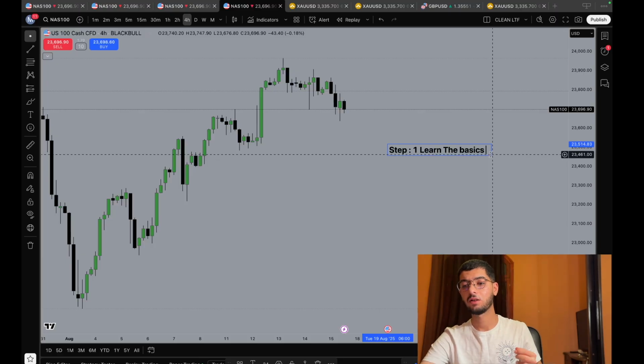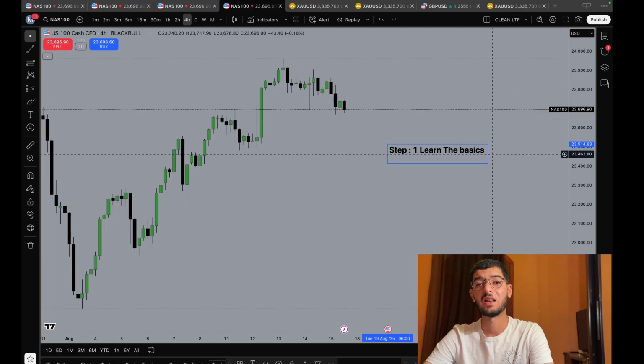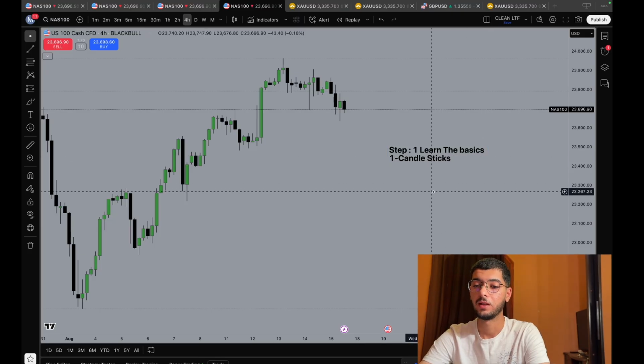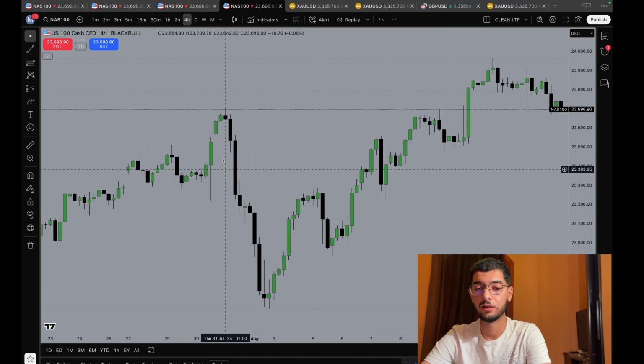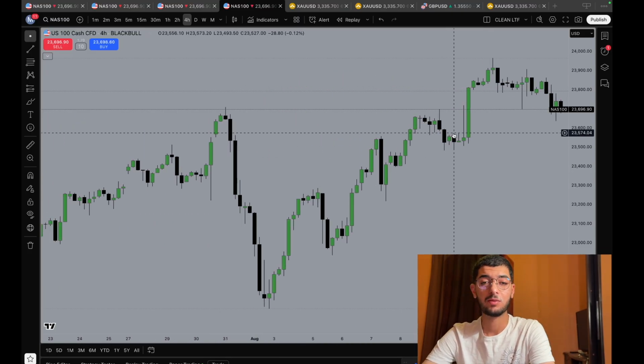And let's dive a little bit deeper on what that could mean. So first of all, we have the charts. You have to learn candlesticks. How do they form? Their definition and what do they mean? So these are the 4 hours time frame candlesticks.